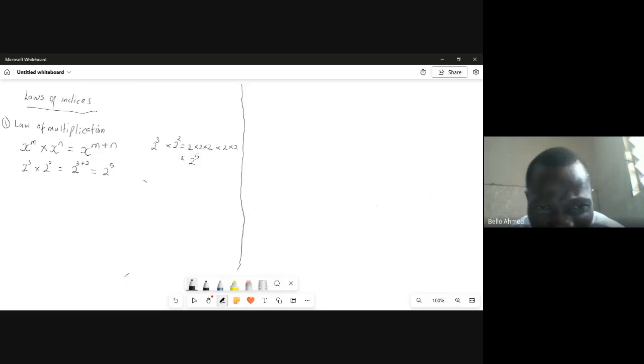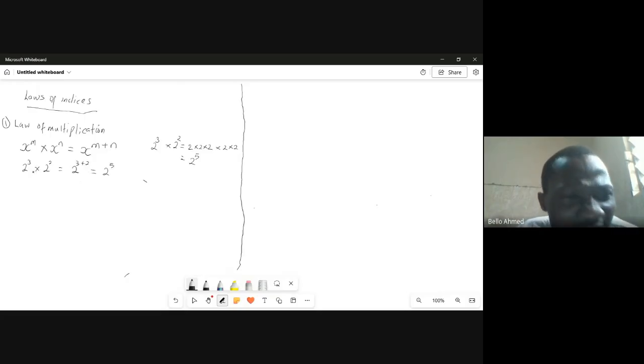But indices says that please don't do this. Don't go through this long method. I want to help you. Look at this simple method. Just pick one base because the bases are the same thing. Then add the power. Why will somebody just say add the power? Why are we adding? It's because it is multiplication.